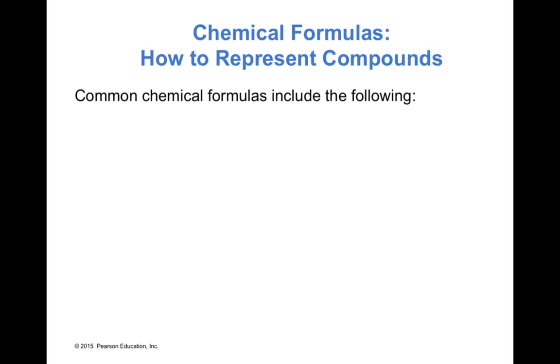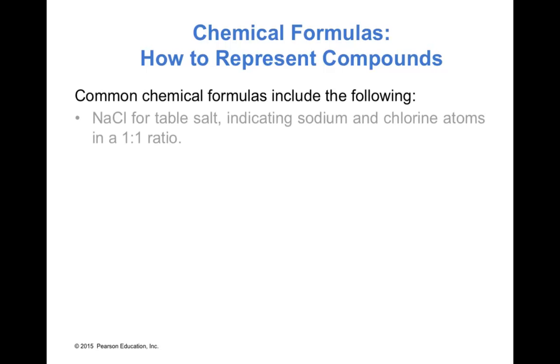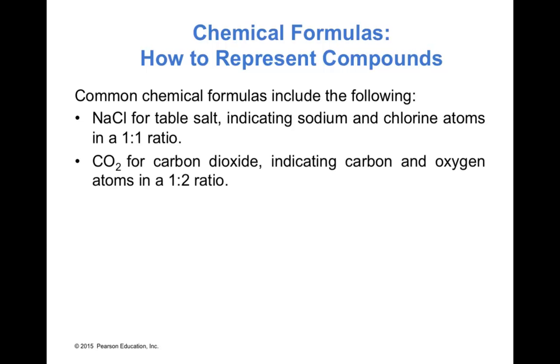So common chemical formulas include the following: sodium chloride, NaCl, for table salt, indicating sodium and chlorine atoms in a ratio of 1-to-1, 1 atom of sodium and 1 atom of chlorine. For carbon dioxide, we have here a ratio of 1-to-2, 1 carbon atom and 2 atoms of oxygen, to produce the carbon dioxide. That will be the ratio in terms of atoms. For every atom of carbon, we're going to have 2 atoms of oxygen in carbon dioxide.